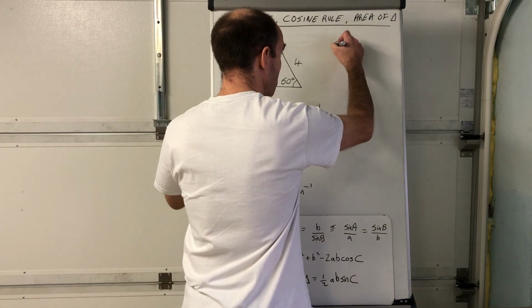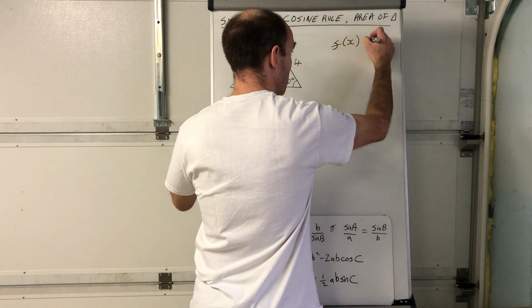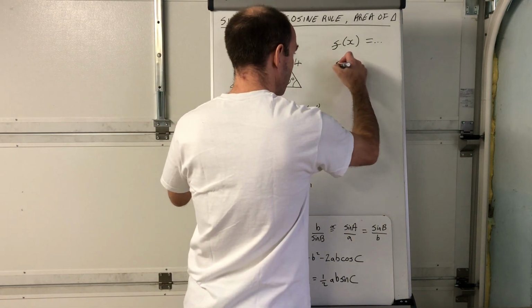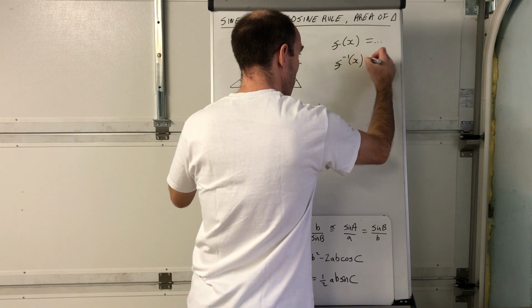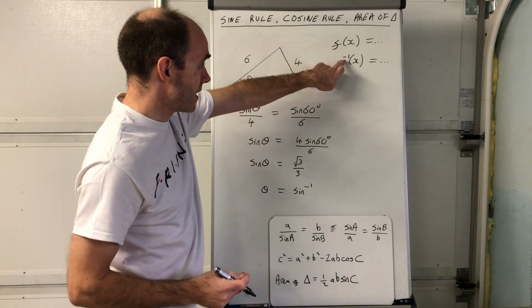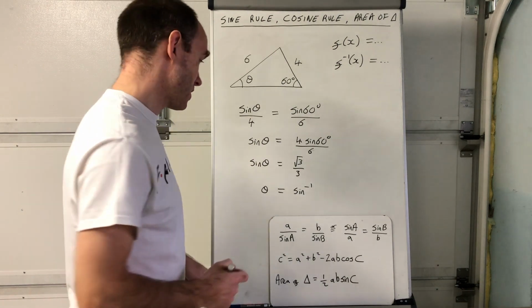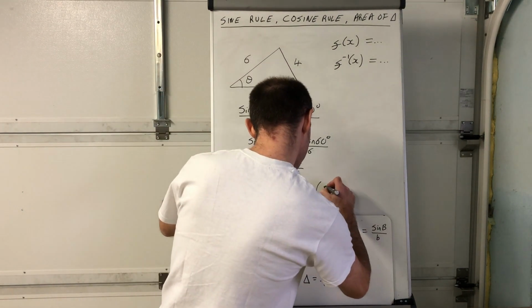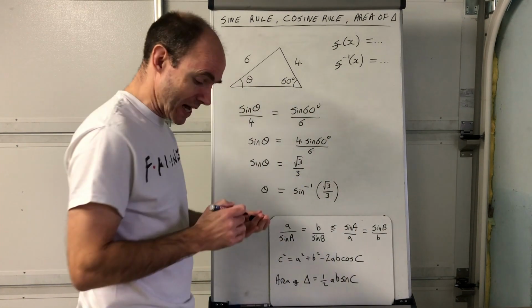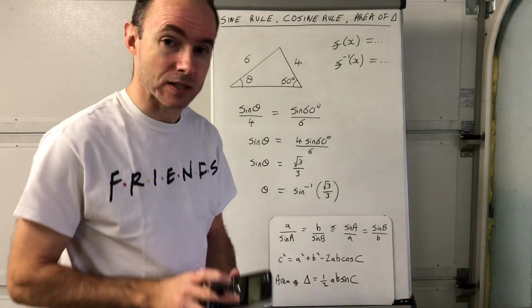If you've done functions, you'll recall that we sometimes write a function like that, f of x is equal to something, and the inverse function is written like that, pronounced the inverse of f. So that -1 means the inverse operation. So the inverse sine of root 3 over 3. And what you'll do is you'll use your calculator to actually do that.